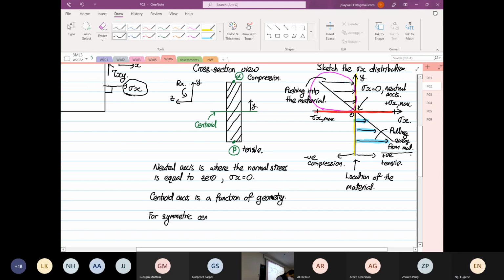Centric loading. The position of the centroid and neutral axis are the same.